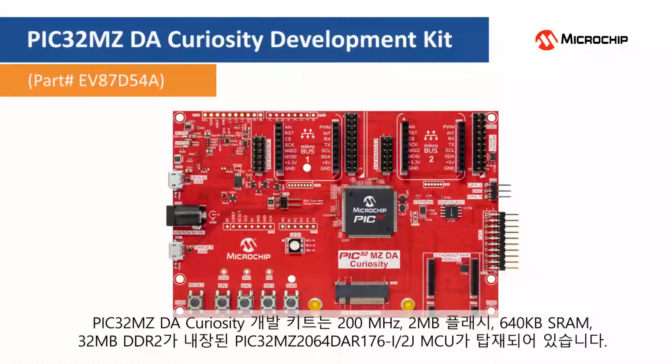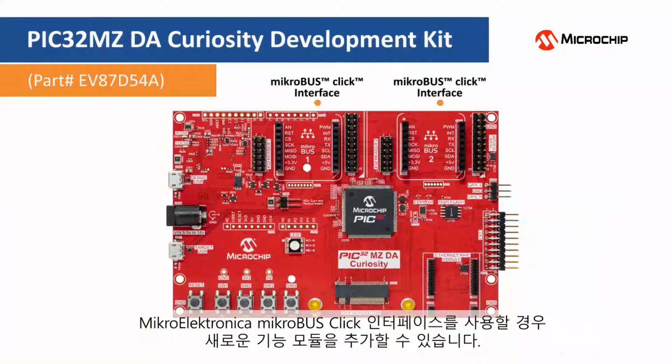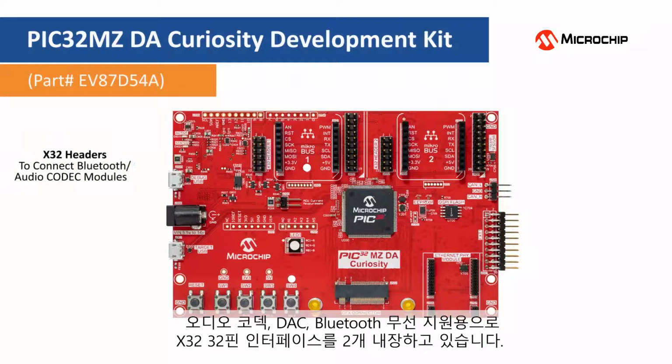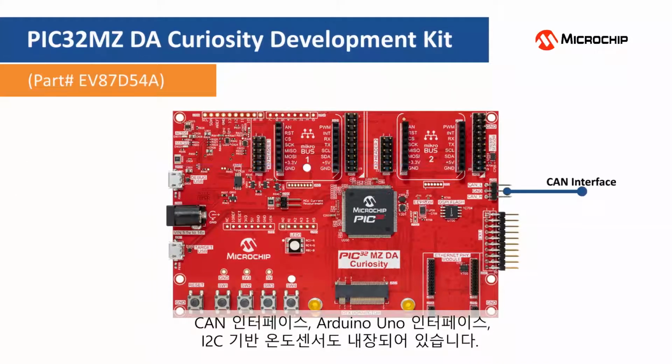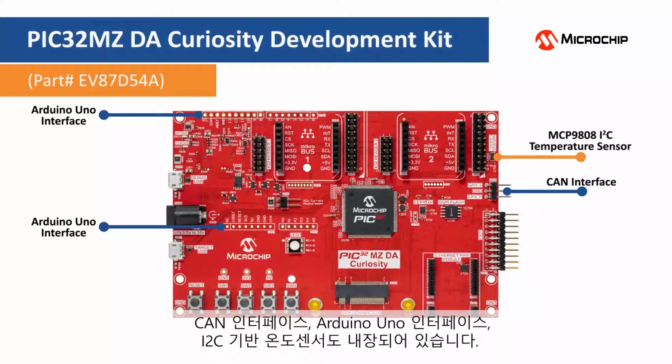The PIC32MZ DA Curiosity Development Kit contains a PIC32MZ2064DAR176-I/2J microcontroller with 200 MHz, 2 MB flash, 640 KB of SRAM, and 32 MB DDR2. Users can add functionality through the Mikroelektronika mikroBUS Click interfaces. There are two X32 32-pin interfaces to support audio codecs, DACs, and Bluetooth radios. The board also has a CAN interface, an Arduino Uno interface, and an I2C-based temperature sensor.